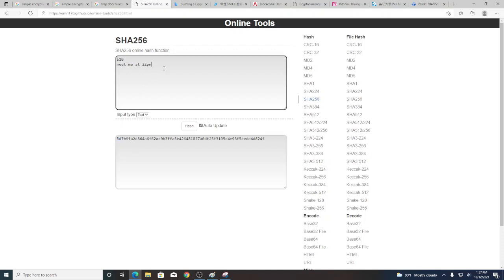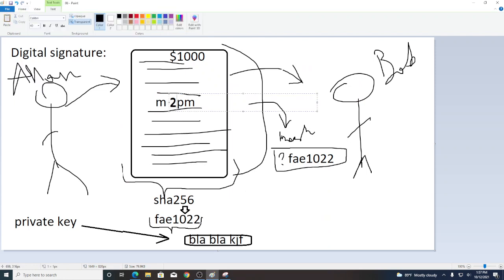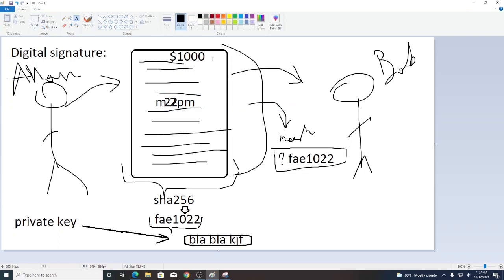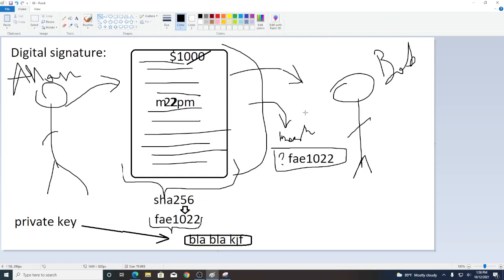So when Bob receives this message, you see they already changed it. This is 22, right? They already changed it, and this also is changed, right? Bob hashes it, he receives a completely different hash, and he will know that something happened to this message, right? He will know that some enemy has done something to this message, okay? Okay, so that's one thing.